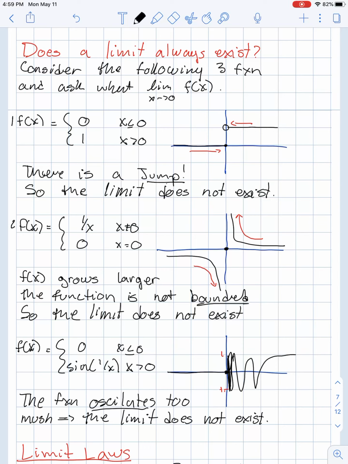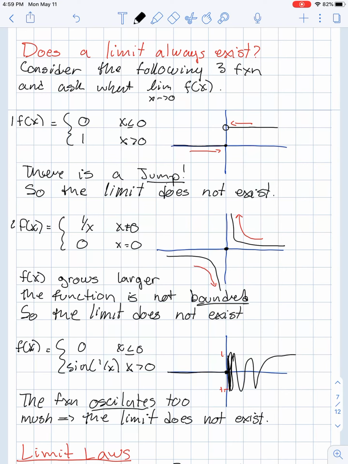Our second case is f of x equal to 1 over x when x doesn't equal 0. And when x does equal 0, I just made my function equal 0. As we're approaching 0 on either side, one side I'm going up and up and never stopping. On the other side, I'm going down, down, down, and again, I'm never stopping. F of x is going larger and larger, towards infinity and negative infinity, but the function's not bounded.